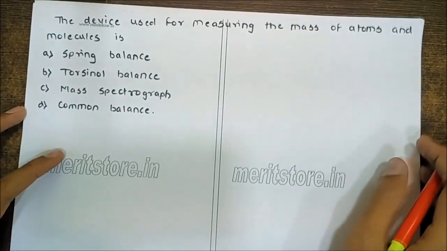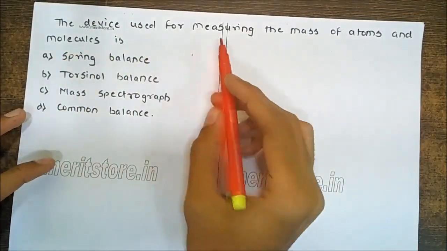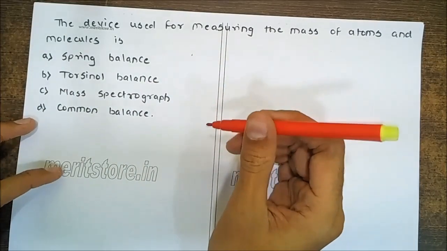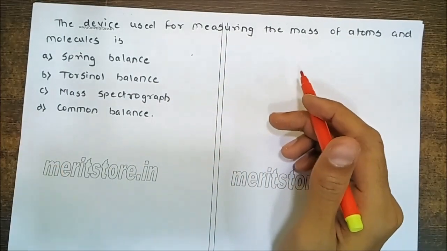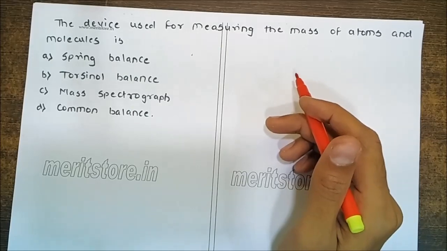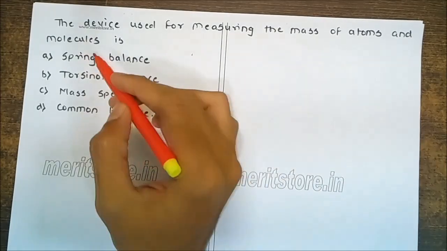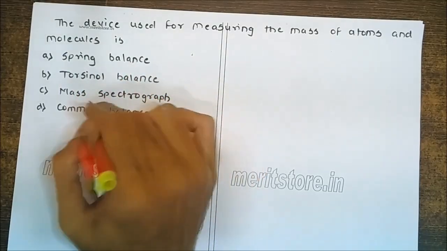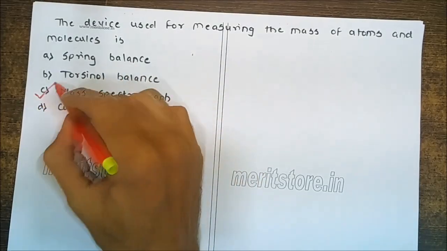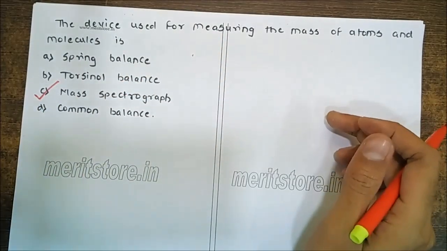The device used for measuring the mass of atoms and molecules is, so the device which is used to measure the mass of atoms and molecules is called a mass spectrograph. So here we have spring balance, torsional balance, mass spectrograph, or common balance. C is the correct option, mass spectrograph.